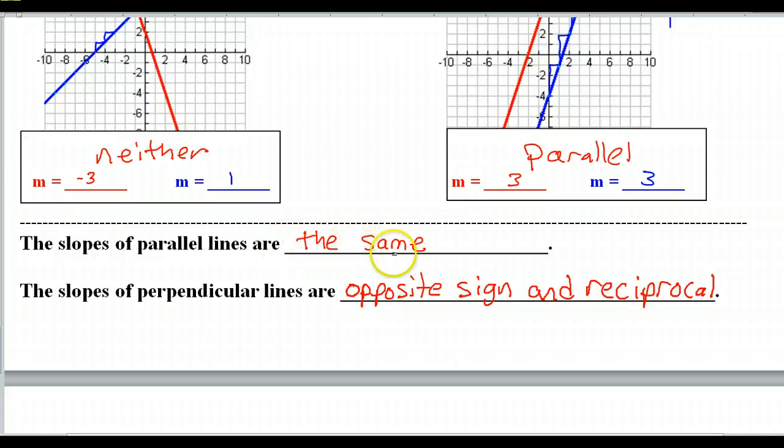So, in the case of parallel lines, from now on we will know that the slopes will always be the same, like 3 and 3. For perpendicular lines, the slopes will always be opposite in sign and reciprocal. Like one's positive and one's negative, and they will be upside down from each other.